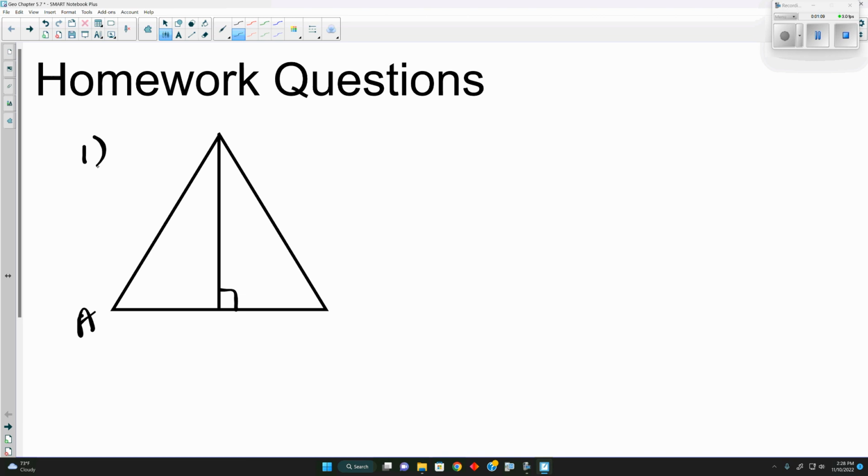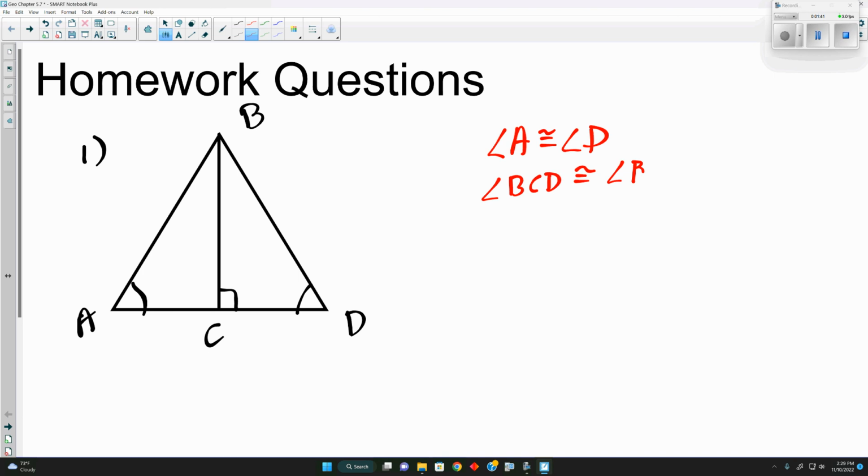Number 4 from last night. So far, guys, we have side, side, side; side, angle, side; angle, side, angle; and angle, angle, side. We have 4 methods that work. Now, if we look at this here, we have C and B. Now, we have that 2 angles are congruent. We have that angle A is congruent to angle D, yes? We also have that angle BCD is congruent to angle BCA.